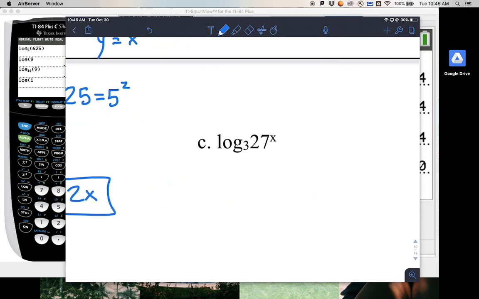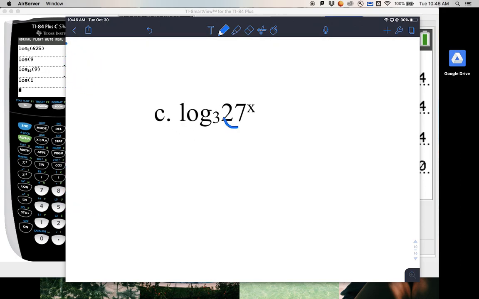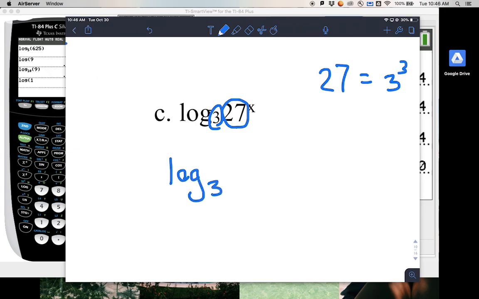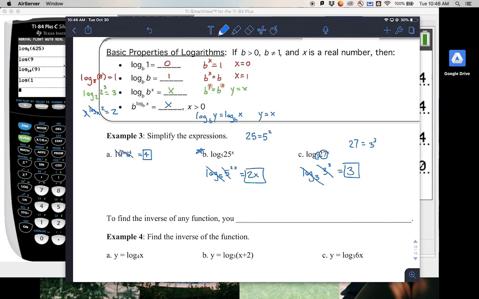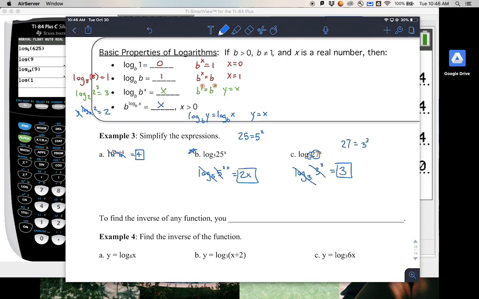Okay, I think this next one is pretty much the same idea. Can we rewrite 27 with a base 3? Can I write 27 as 3 raised to something? I can. That'd be 3 cubed. So I'm going to write log base 3 of 3 cubed. The log base 3 and the number 3 will cancel out, so this simplifies all the way down to 3. And you'll be expected to do these without a graphing calculator, so you'll need to practice it. You can check with the graphing calculator, but you'll need to practice that.